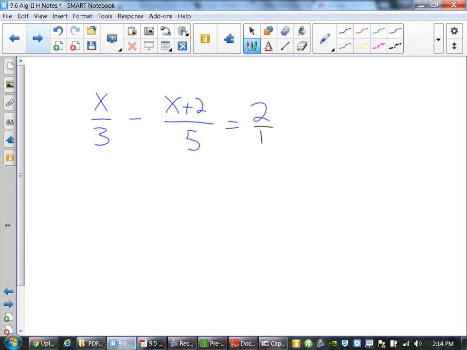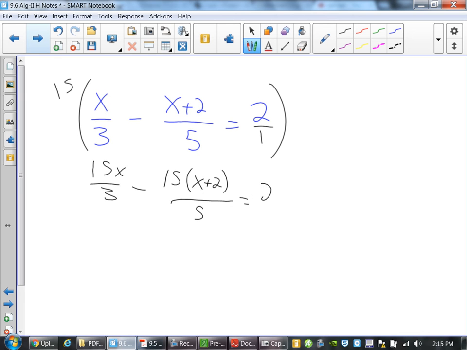What do you multiply everything by? 15. Same deal. If I go through the same process here, distribute out the 15. Okay. I'm showing the longer way of doing it by multiplying through everything at first.